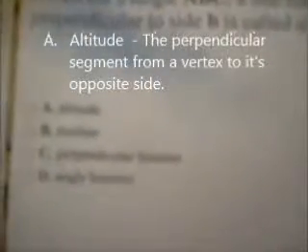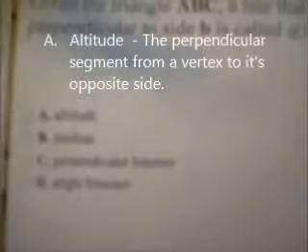And finally, altitude, the perpendicular segment from a vertex to its opposite side. Here's the vertex, here's the opposite side, and at a perpendicular angle. So the answer is altitude.